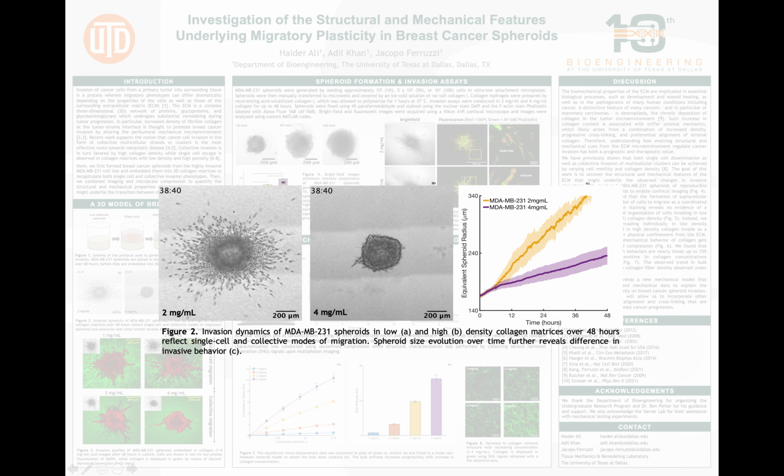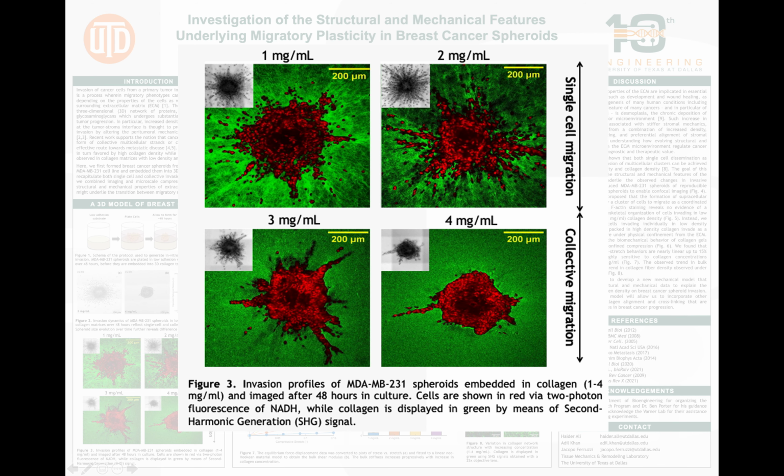The panel of multiphoton images shows that single-cell invasion is favored in low-density collagen gels, so both 1 and 2 mg per ml, while protruding arms emanating from the spheroid are the primary mode of invasion in the higher density collagen gels, so 3 and 4 mg per ml.